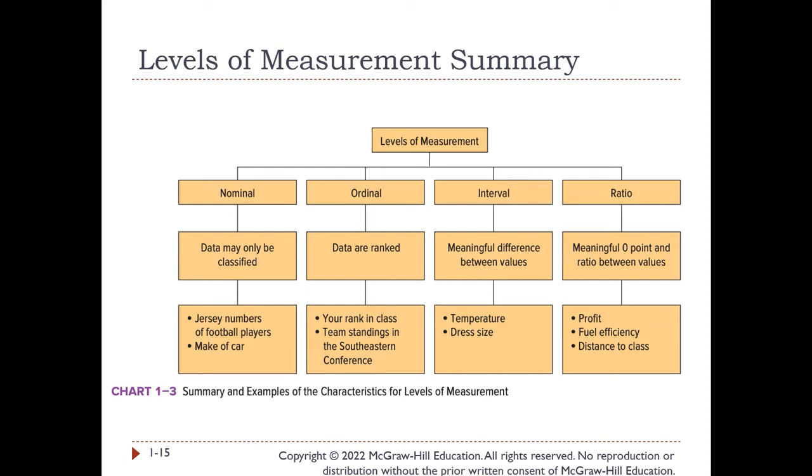We definitely know where this book was made. We have interval, again, the next level, where we add meaningful differences between the values: temperature and dress size. And then ratio puts in that meaningful 0 point and ratios between values. Again, the 0 point shows that we lost the characteristic. So profit, fuel efficiency, distance to class. That's a good one. So again, that's just a basic summary.